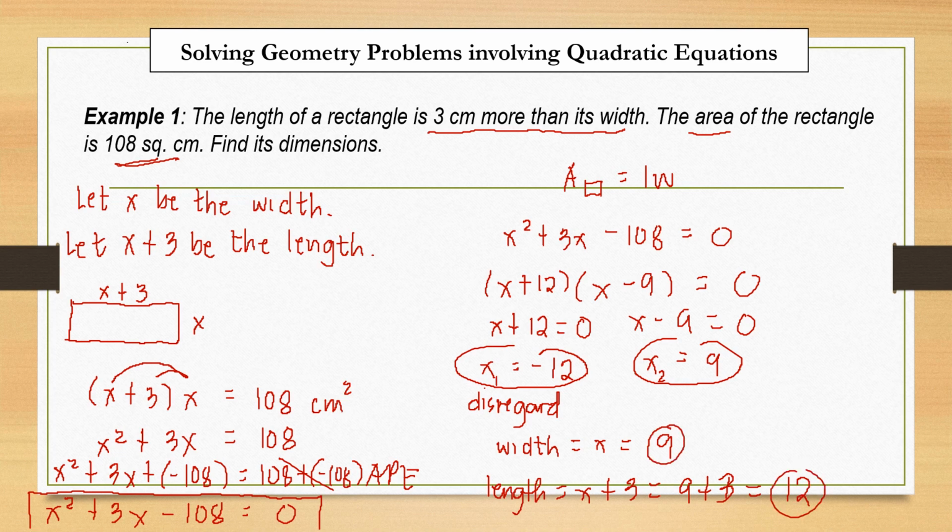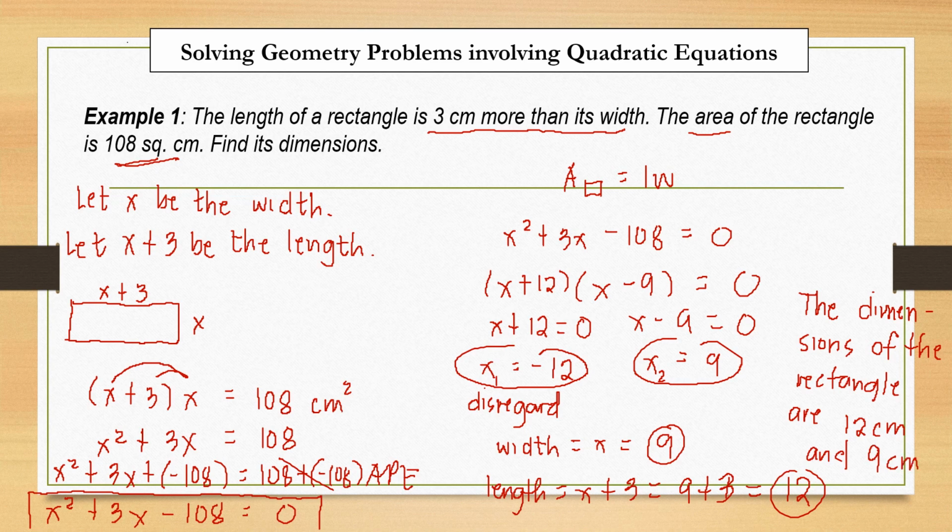Therefore, we say that the dimensions of the rectangle are 12 centimeters and 9 centimeters.